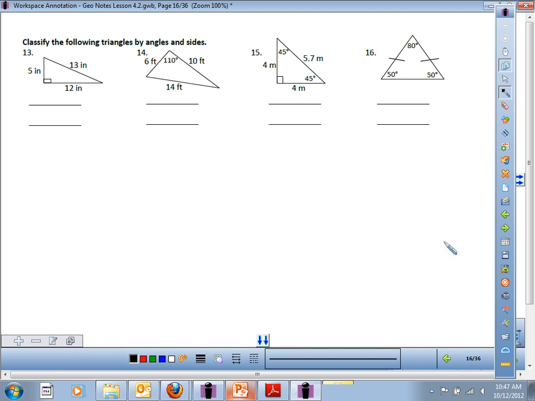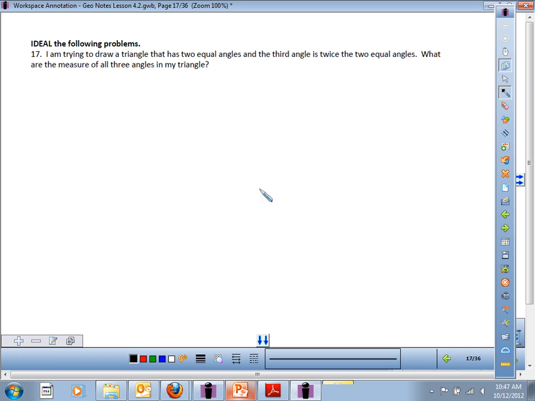All right. Now, quick review of these guys. Let's go through and label these real quick. Classifying these, we're going to need this next class. This would be right. No equal sides would be scalene. This would be obtuse, scalene. This would be right. Two equal sides is isosceles, right isosceles. And this would be acute, acute, acute. This would be acute isosceles. All right, let's move on to some IDEAL problems.